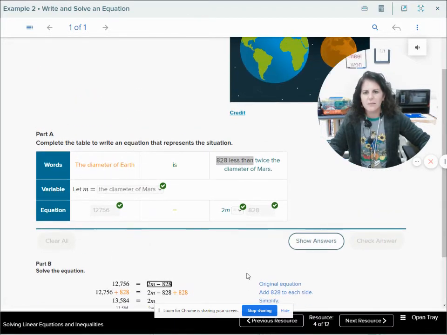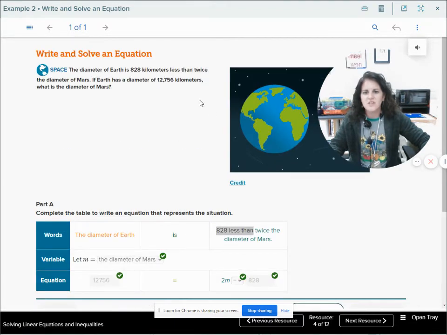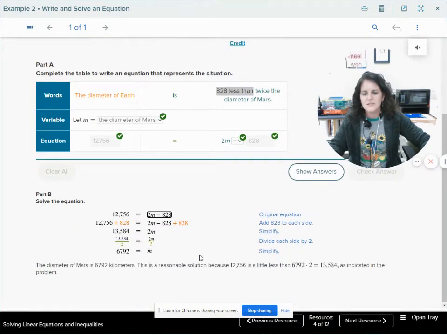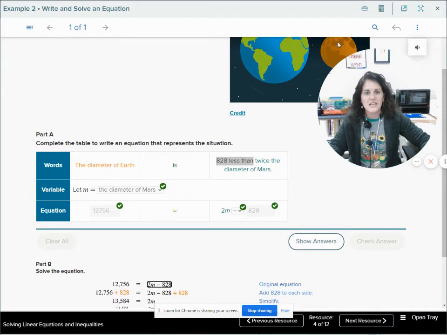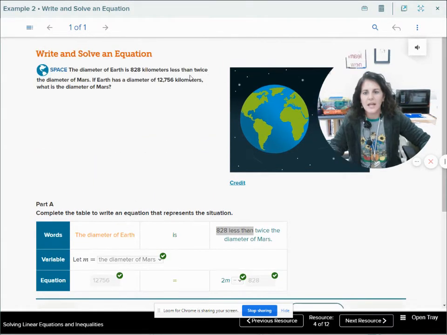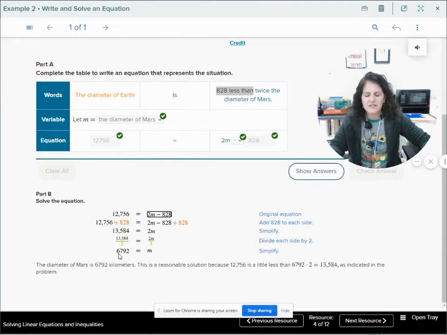And then we can stop and think about it. Does that make sense? Looking at the picture that Earth is 12,756 and that Mars would be 6,792. Kind of looks like it. You can see that Mars is smaller. And it makes sense because it says here that the diameter of Earth is 828 kilometers less than twice the diameter of Mars. So it should be about a little less than 2 times bigger, right? And it is. 6,792 is a little less than twice. It's 828 less than twice this amount, or 12,000.